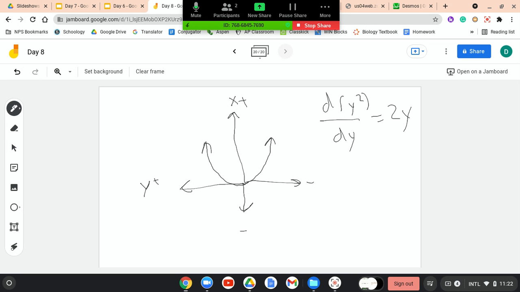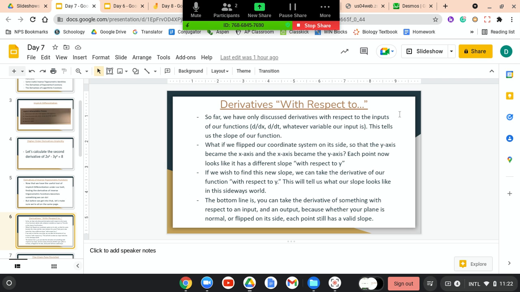Cool. That's why we use the "with respect to," because the "with respect to" tells us whose perspective we're looking at it from. The derivative with respect to x is like we're asking what does the slope look like to x. The derivative with respect to y, what does the derivative look like to y? Okay, cool. That's a good way of putting it. I'm glad that makes sense.